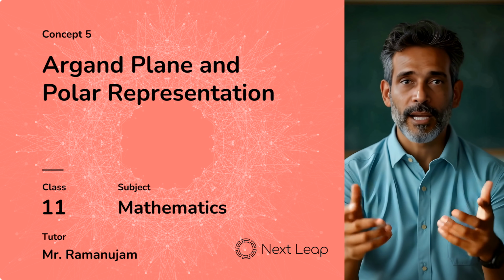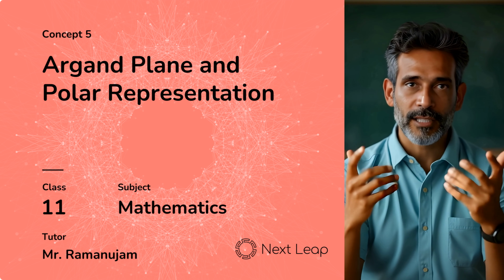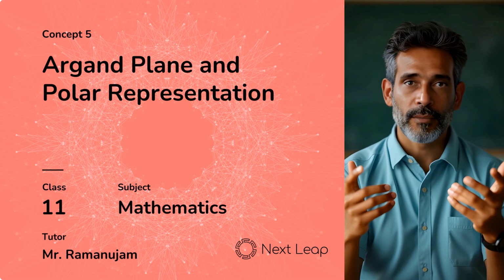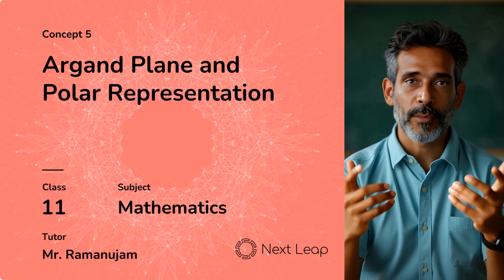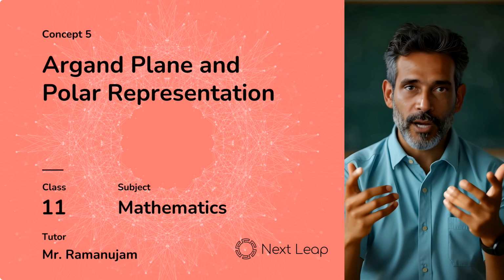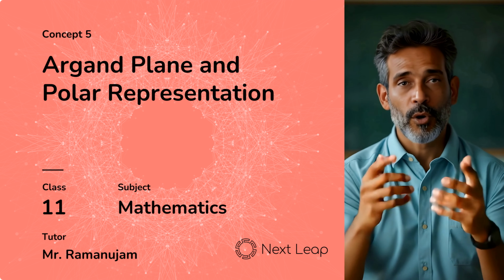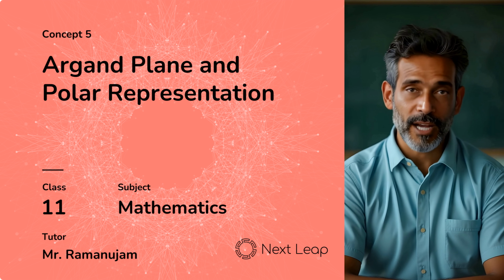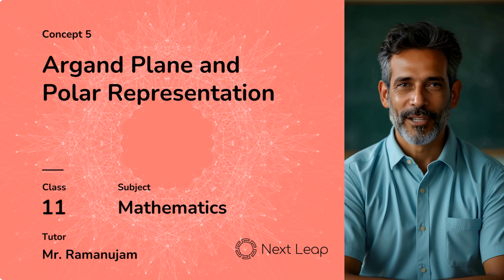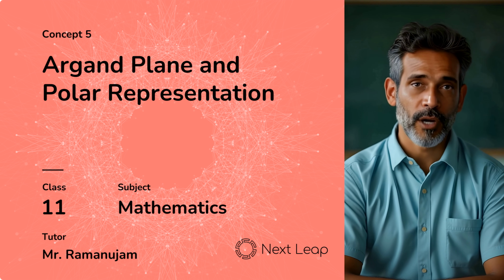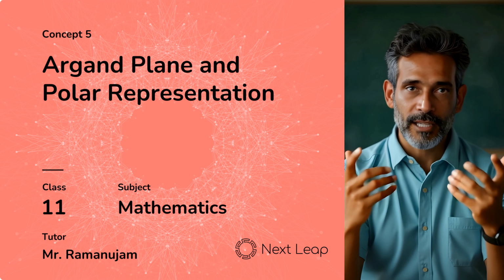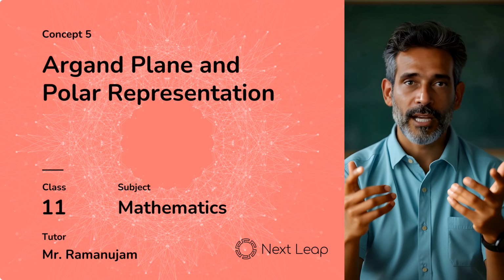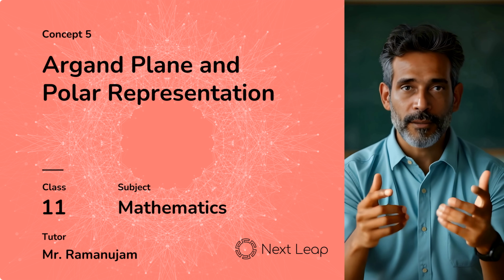The Argand plane is a geometric way of representing complex numbers. Each complex number corresponds to one unique point on this plane. The real part of the complex number is plotted on the x-axis, while the imaginary part is plotted on the y-axis. So, a complex number z equals a plus iota b is represented as the point P with coordinates a, b in the xy plane.